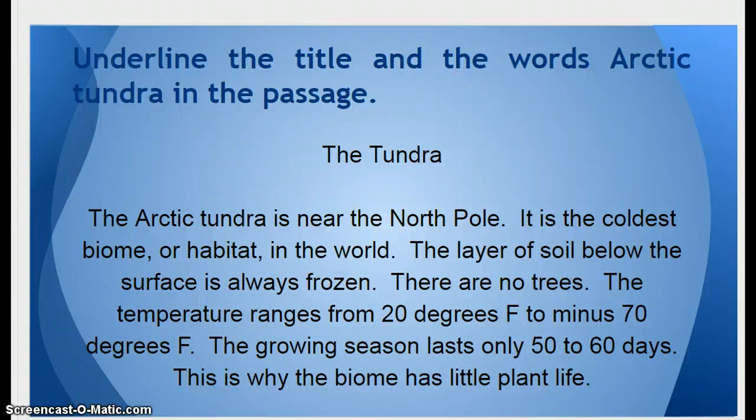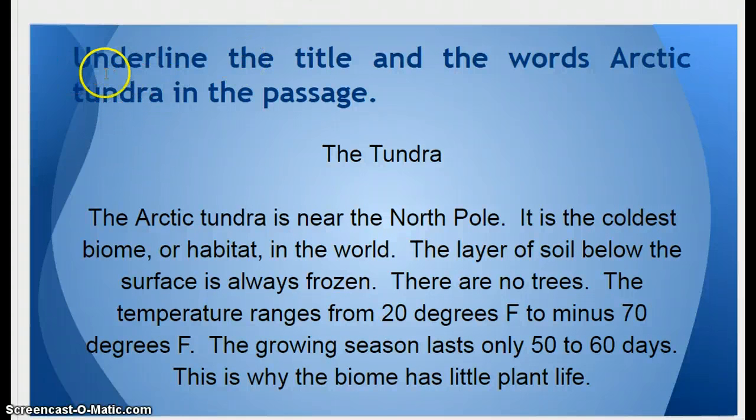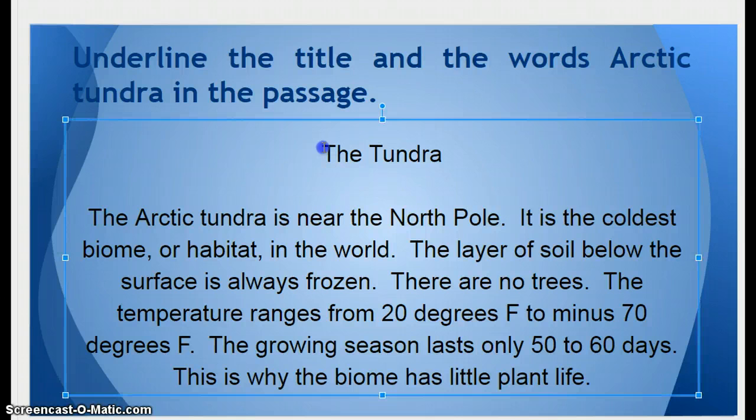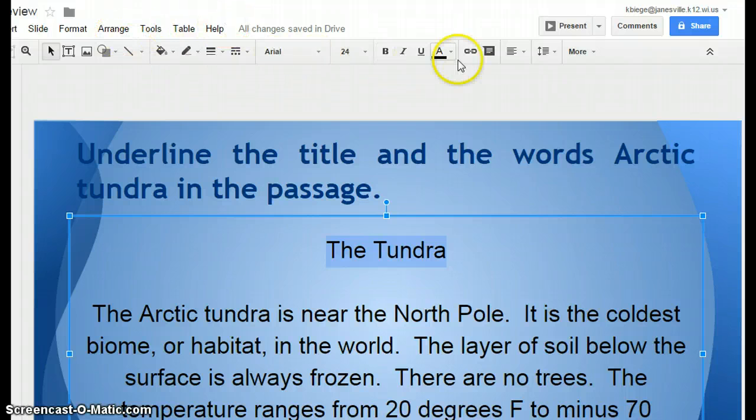Excellent. For this one, you need to underline the title and the words Arctic tundra in the passage. So you need to do two things. Of course, you know where the title is, and when you underline items, you need to click before or after, hold down on the clicker, drag your mouse across the word. Now, you have to go up to the top and look at all these wonderful tools you have. And if you find the U with the underline, you found the right one. Click on that, and it automatically underlined your title.